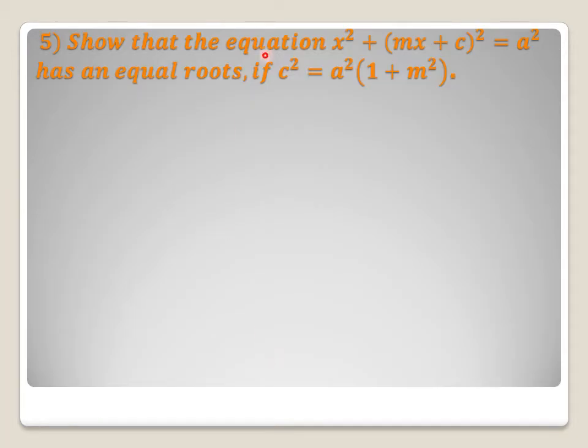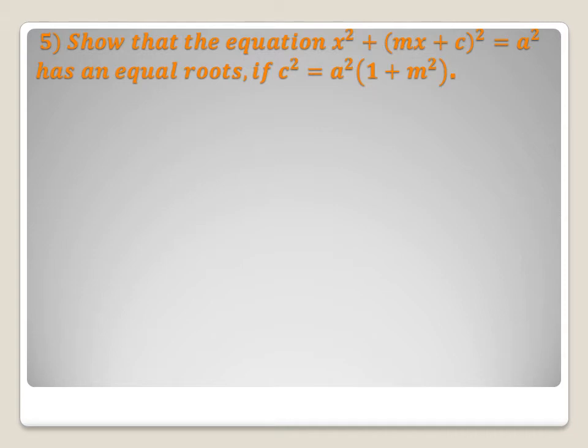Question number 5 is: show that the equation x squared plus (mx plus c) whole squared equals a squared has an equal root if c squared equals a squared into (1 plus m squared). Now we have to prove, taking this equation, the first part, and then prove the second part. Taking this equation, the answer should be c squared equals a squared into (1 plus m squared).